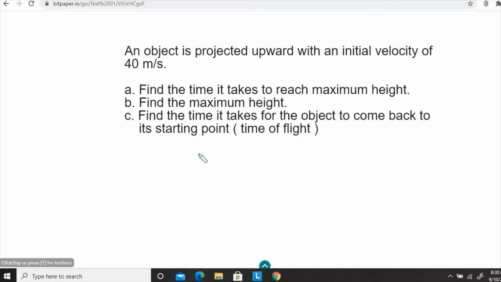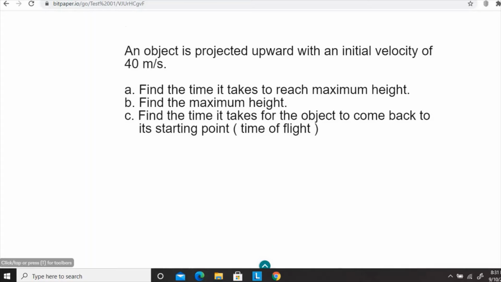This is another example on free fall motion. So there's an object that is projected upward with an initial velocity of 40 meters per second. First, we need to find how long, in terms of time, does it take for it to reach its maximum height. Part B, find that maximum height. And part C, find the time it takes for the object to come back to its starting point, or what we usually call the time of flight.